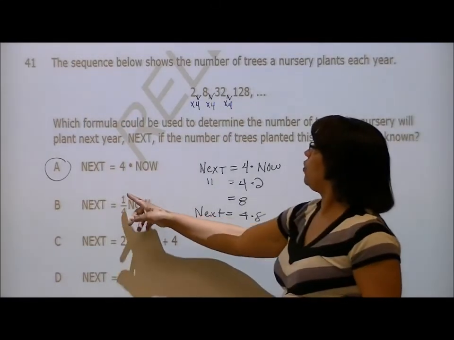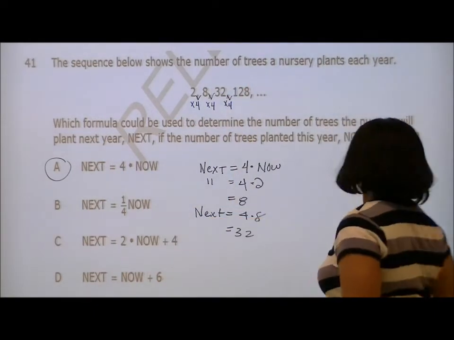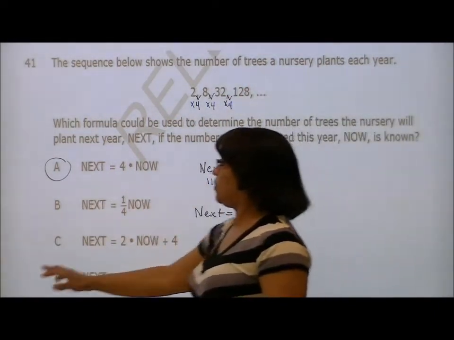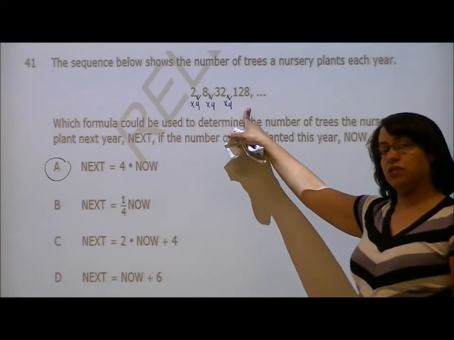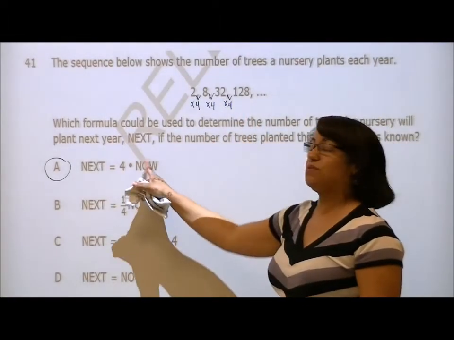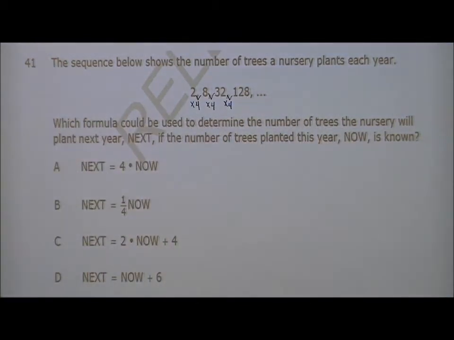If you had done a fourth of 2, you would go down and not up, so that won't work. So you can check it like that. Or you can remember that if you multiply with the next and now here, that would be exponential if you wrote it a different way, but here it's just multiplication. All right? So let's go to the next problem.